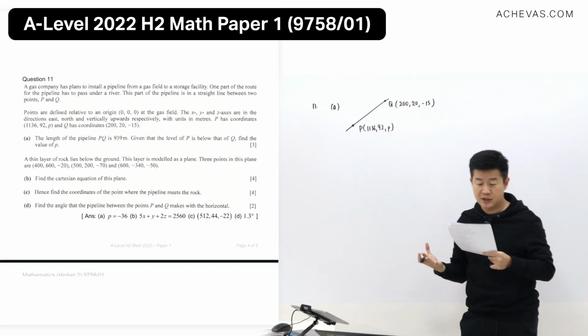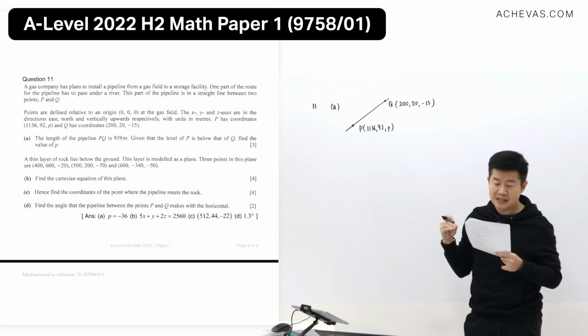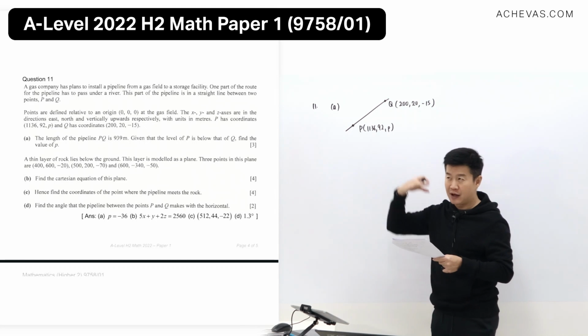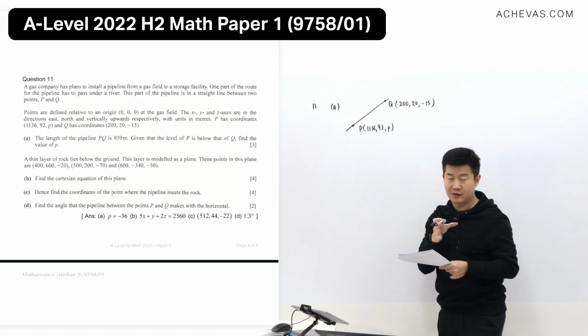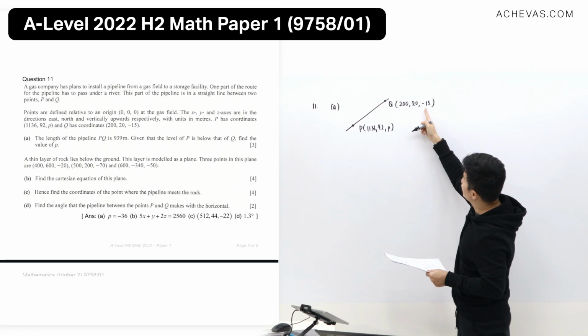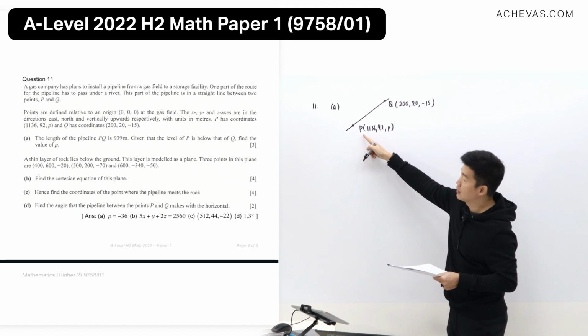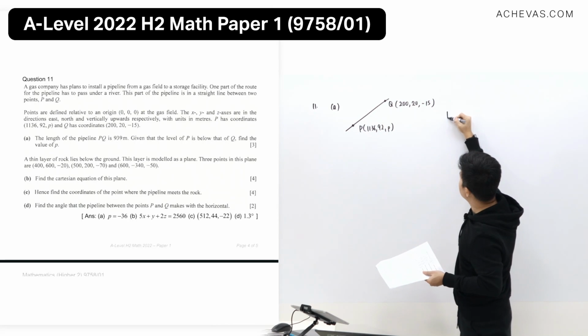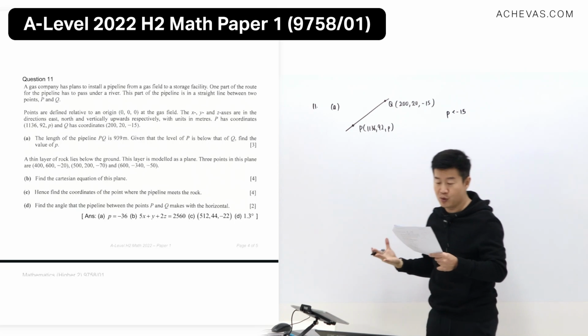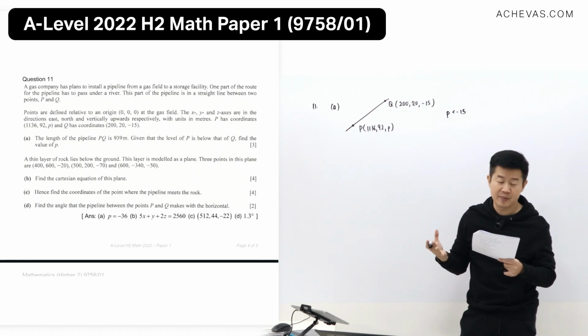And according to what the question says, point P must be lying below point Q. The level of P is below that of Q, which means below, high, low. And that is with reference to the z coordinate, right? So the z coordinate for Q is -15. If point P is supposed to be below point Q, that means P must be a number that is even less than -15. And we are supposed to solve for the value of P.